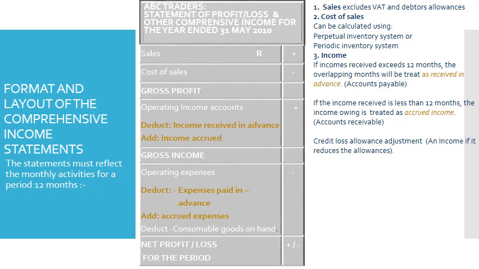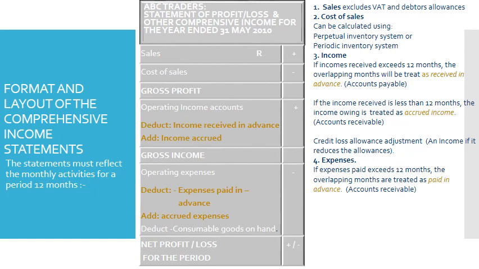These operating expenses should also cover a full period of 12 months. When expenses paid in the current year exceeded 12 months, the overlapping months will be treated as expenses paid in advance. These expenses that are paid in advance will then be deducted from the operating expenses because they are not expenses for the current year. Where expenses at the end of the year that have been paid didn't cover the full period, the amount that remains outstanding at the end of the period will be regarded as accrued expenses. These accrued expenses will be added to the operating expenses because they should be included in the current year.